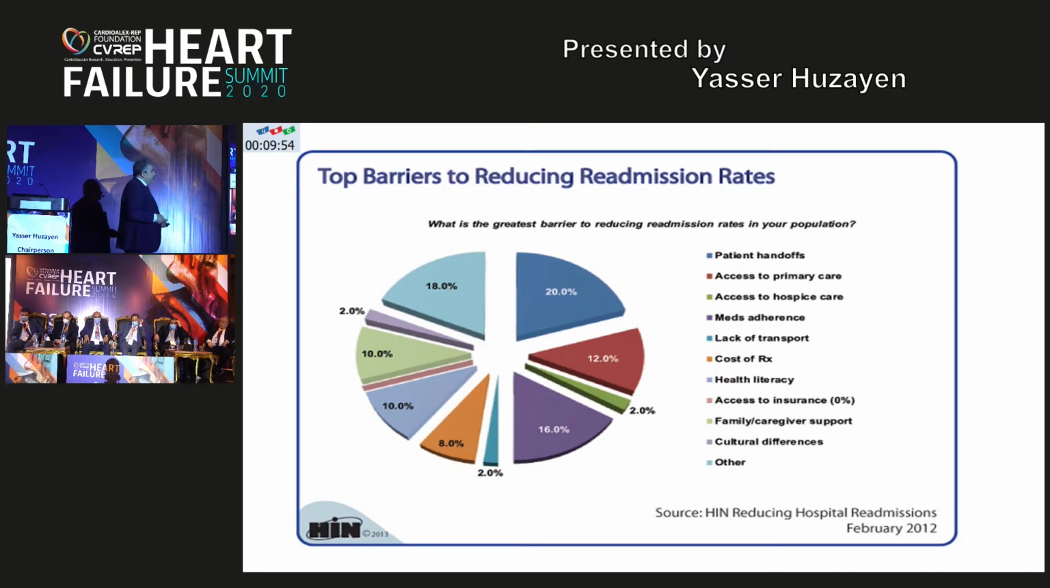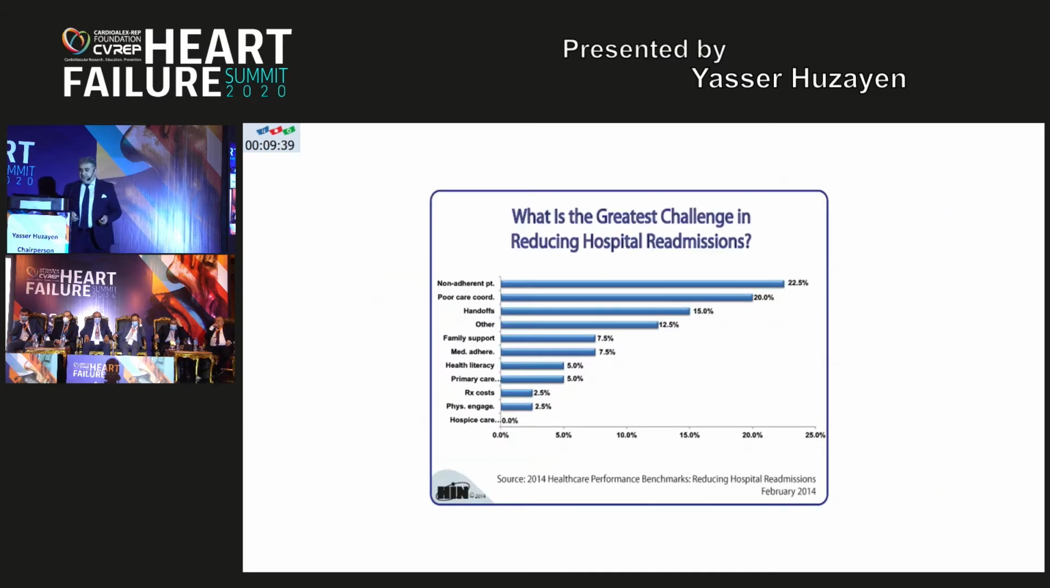Here are the top barriers to reducing readmission rates, and you can see here the patient hand-offs, access to primary care, all these parameters or barriers you can appreciate a lot, and we face it every day. This was 2012 and 2014. They put the non-adherent patient on top of the list, poor control, hand-offs, family support, etc.